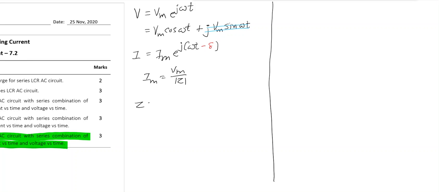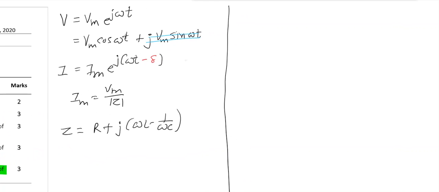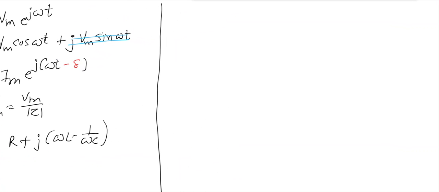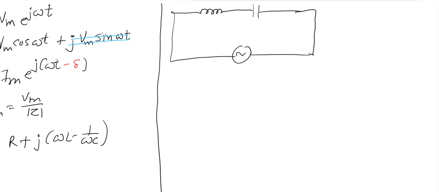What is Z? For a series LCR AC circuit, Z can be written as R plus j omega L minus 1 by omega C. Now if you don't have C, don't use the last term. If you don't have L, don't use the middle term. If you don't have a resistor, don't use the first term. So this is Z. Now the circuit we are talking about right now is the series combination of L and C. If I have an inductor connected with a capacitor in series, and this combination is connected with an alternating source, it becomes an LC circuit.